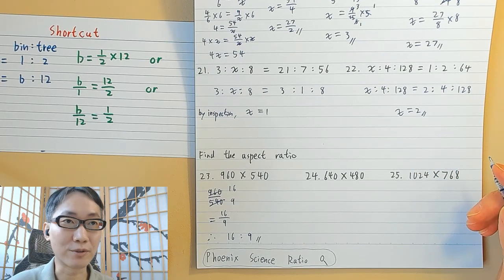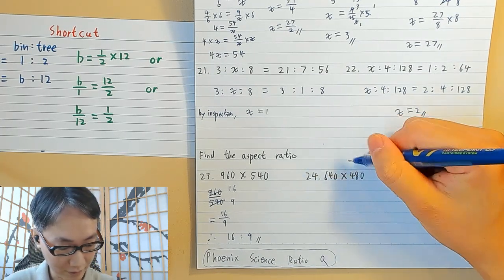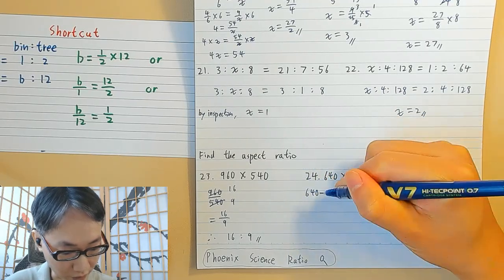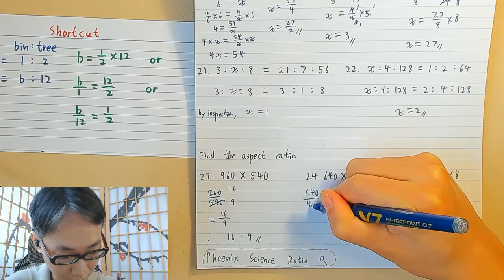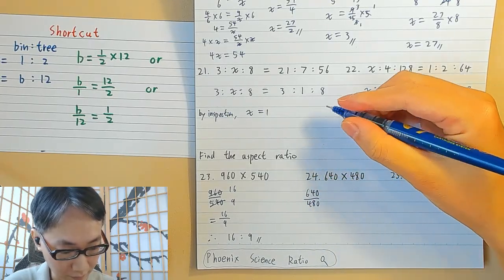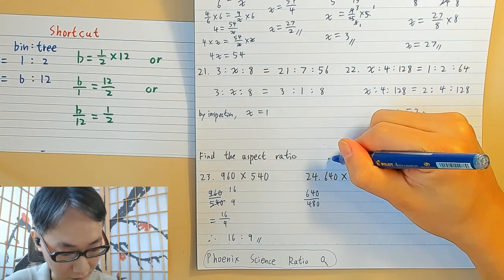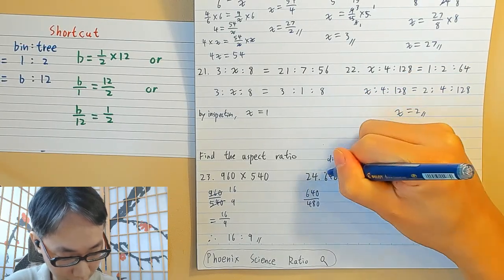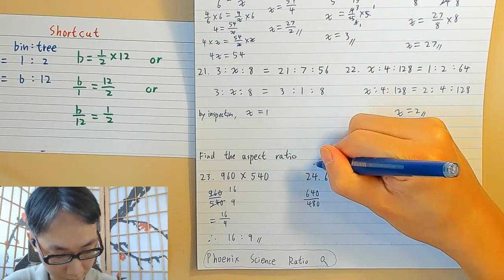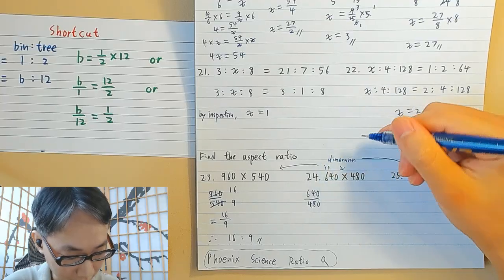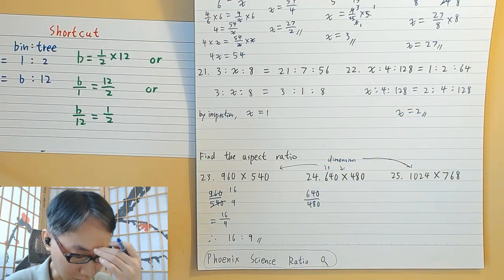And 24. Also, we're using fractions to express the ratio, because this is also a dimension. Okay, let's specify that. This is a dimension. So, okay, let's simplify this.